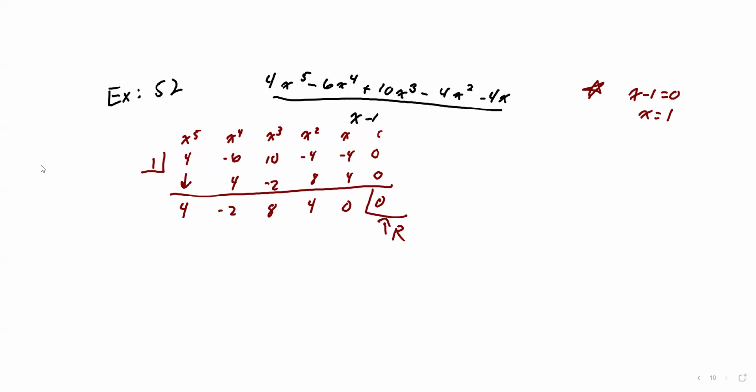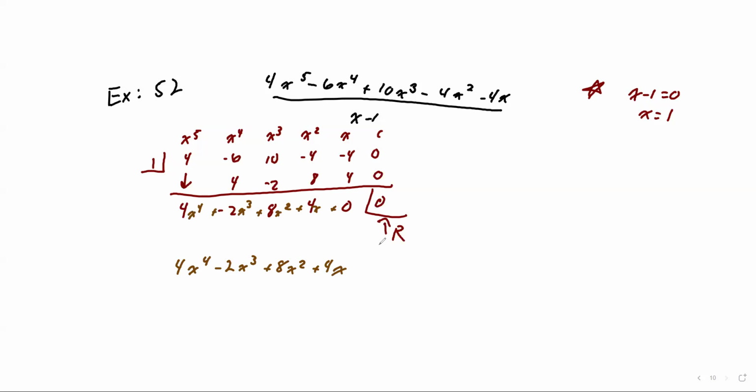So therefore, to write this out, this would be 4x to the fourth plus negative 2x to the third plus 8x to the second plus 4x plus 0. So to clean it up, this is 4x to the fourth minus 2x cubed plus 8x squared plus 4x. There was no remainder, so it came out perfectly even. So there's the last example for that one.